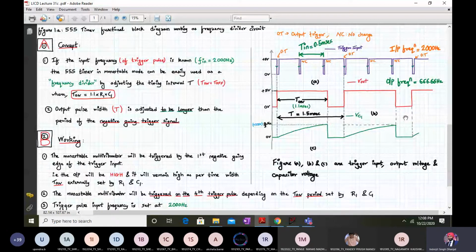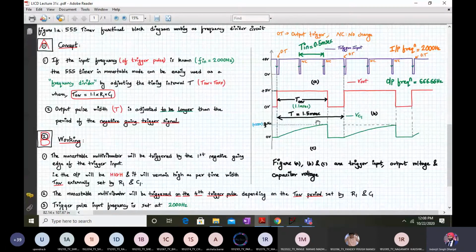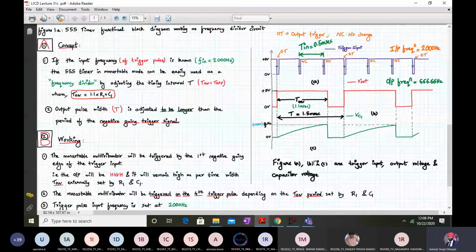So by the time the output is high and low combined, what is the total time period of my output pulse? The combined time period will be 1.5 millisecond. As you can see, it's 3 times more. So it will divide the input frequency by 3. So one of you can do this: 2000 divided by 3, you will get 666.66 hertz. Is it correct?